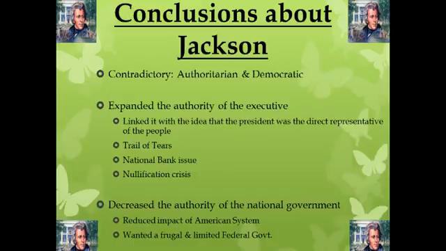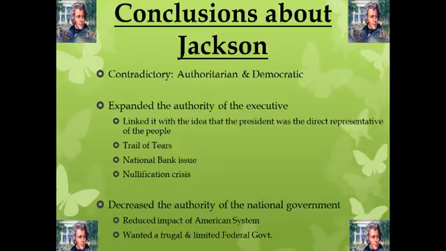So conclusions about Jackson. He was contradictory. He was both authoritarian and democratic. He expanded the authority of the executive by linking it with the idea that the president was the direct representative of the people. This is an idea that we still believe in this country right now to this day. The president is the point man. He's the front man for the government, and that's who we look to.